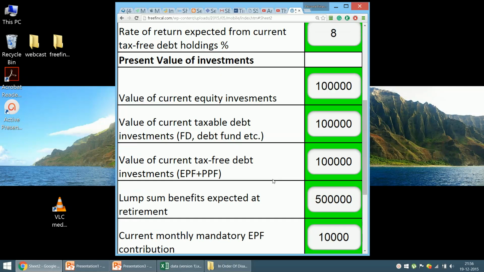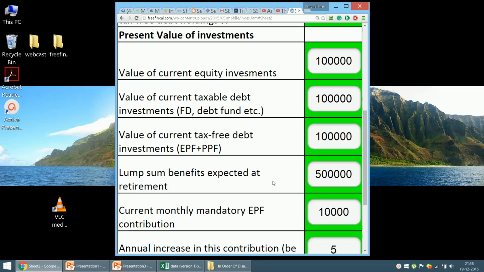Lump sum benefits that one would get upon retirement, leave encashment, gratuity, and so on. It's very difficult to guess when you're far away from retirement. Just put some token number, 5 lakhs. When you get closer to retirement, you will know more clearly what number you're likely to get.